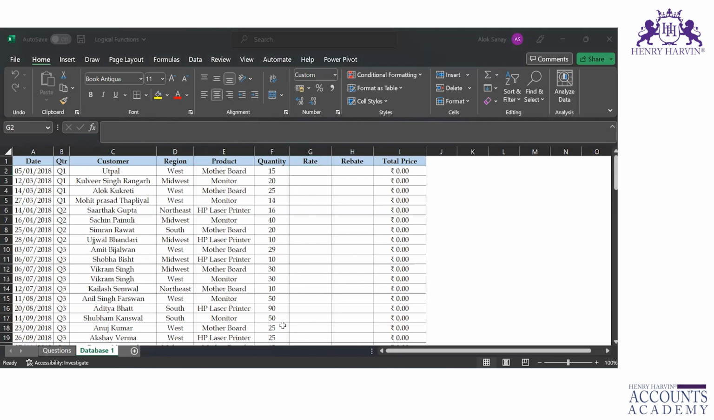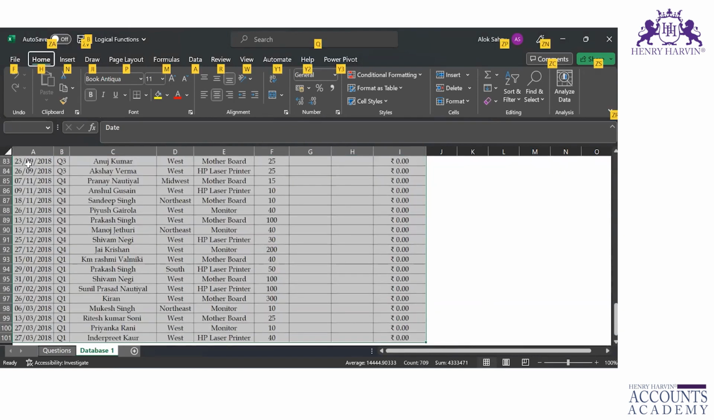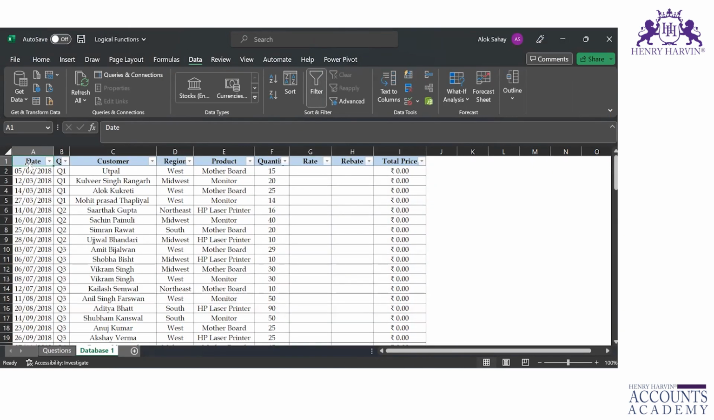So there are two ways. Basically, there are two ways. There is always a way to do the task manually, right? It's not that you always need to implement a formula or something like that. But that is a time-taking process. Now, let me show you the way you can put the rate without even implementing the logical function.